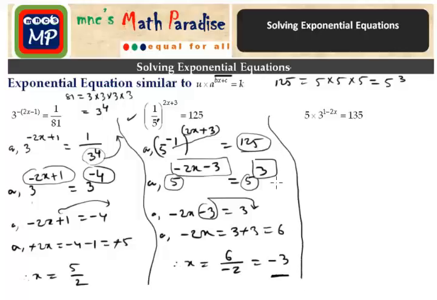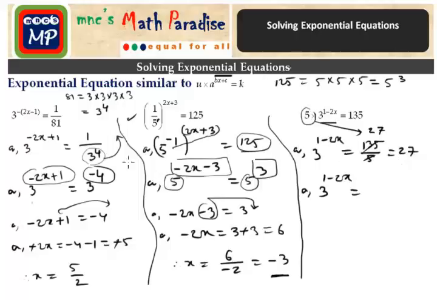Let us do the third example. Here 5 times 3 to the power 1 minus 2x equals 135. So we will make this exponential term alone on the left side. We will take this 5 and divide it on the right-hand side. So we will get 3 to the power 1 minus 2x equals 135 divided by 5. If we divide 135 by 5, it will be 27. Or 3 to the power 1 minus 2x equals 27. We know that 27 can be written as 3 times 3 times 3. 3 times 3 is 9, 9 times 3 is 27.